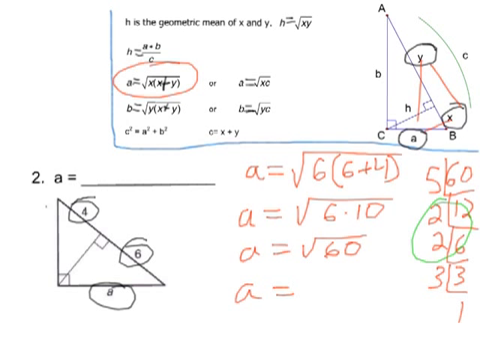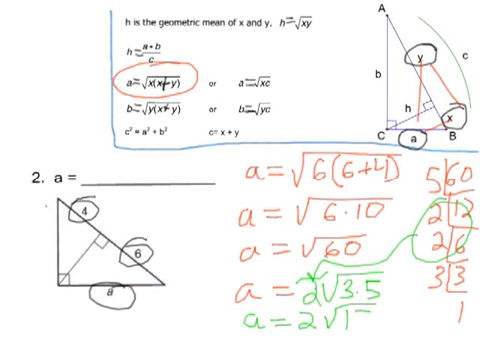I've got a pair of 2s, so I'm going to pull that out in front of the square root sign. So those 2s are going to come out front here, so I'm going to have 2 times the square root of whatever's left over, 3 times 5. So my final answer is A equals 2 times the square root of 15. So the square root of 60 simplifies too. Once again, check out the drawing, check out the diagram, find the formula. That's the process for doing these.